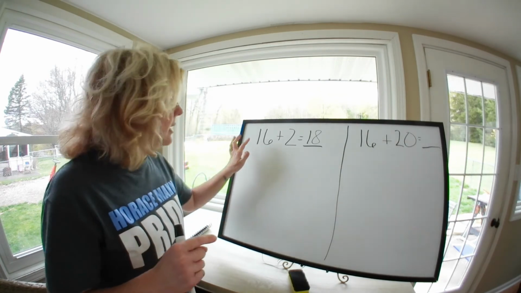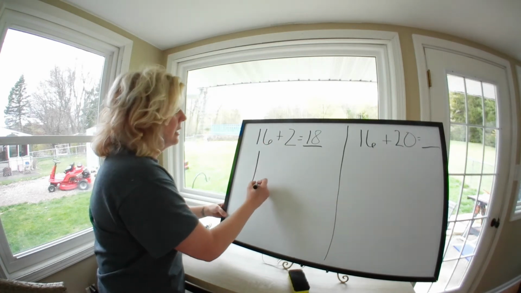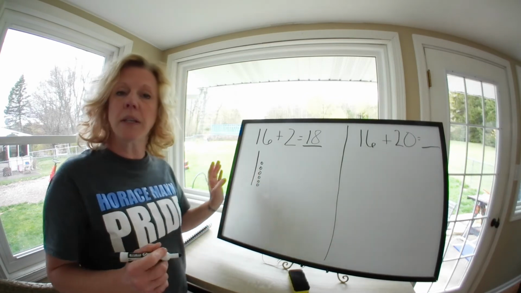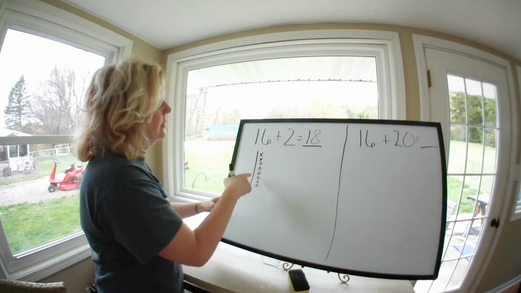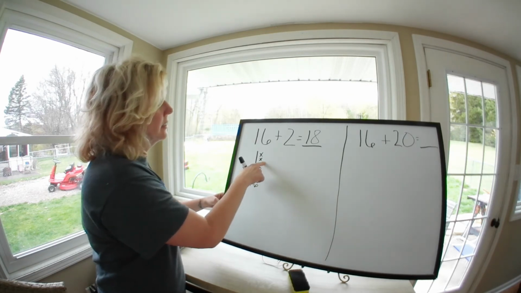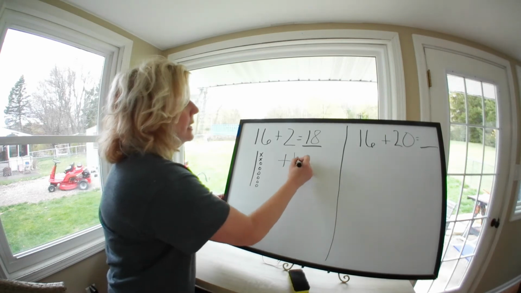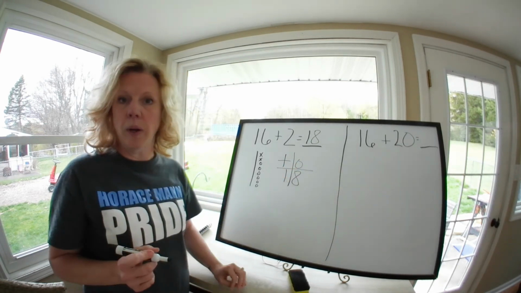Let's draw it. Let's draw 16. I know 16 is 10 and 6. I'm going to draw 10, and then I'm going to draw my 6 ones. Okay, so there's my 6 ones, and then I have to draw 2 more. So now I have 10, and then I have 6, 7, 8. So I know that in my tens and ones frames, I have 1 ten and 8 ones.